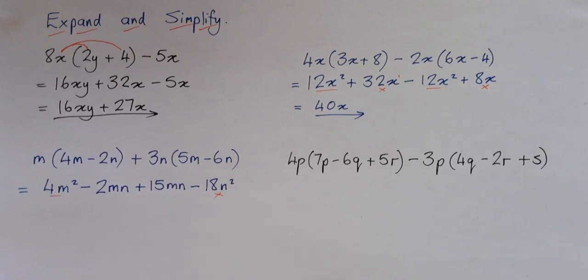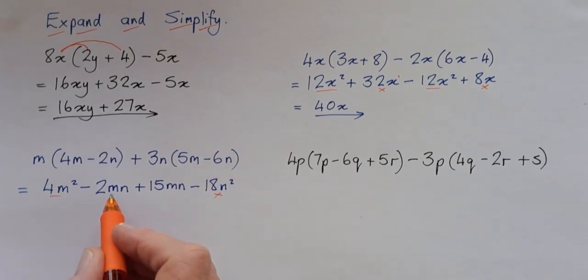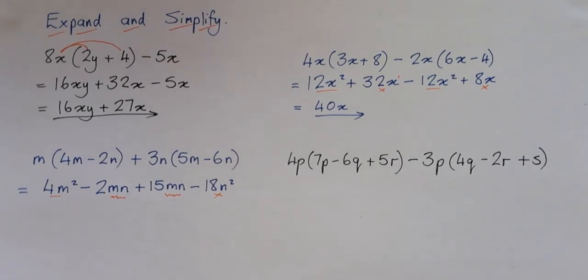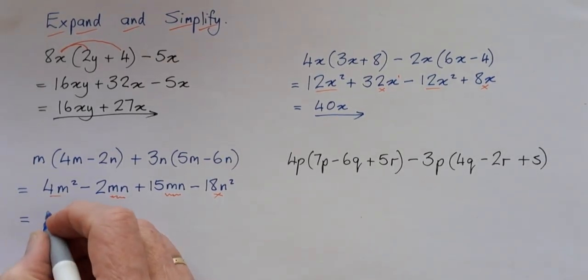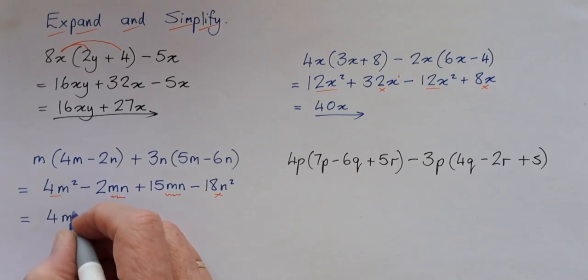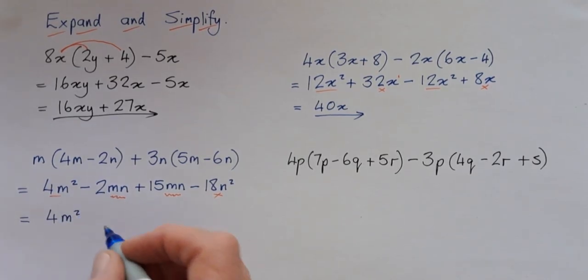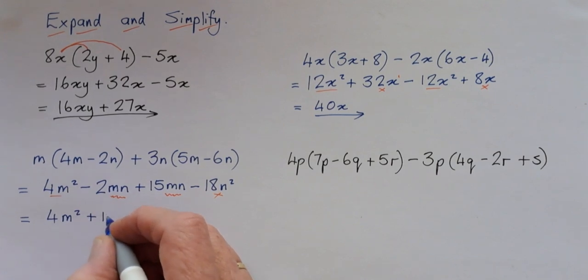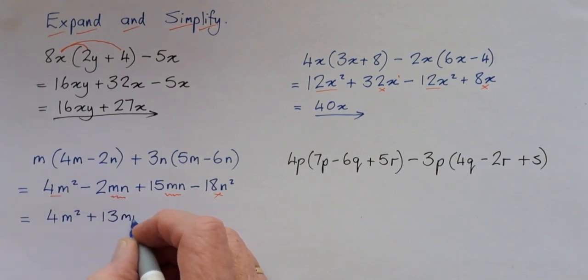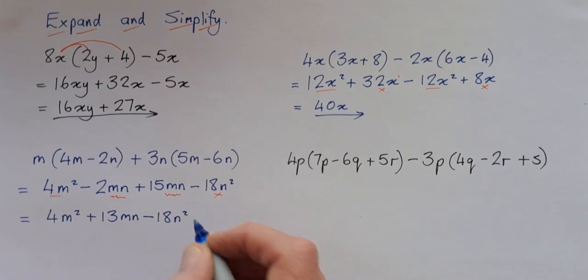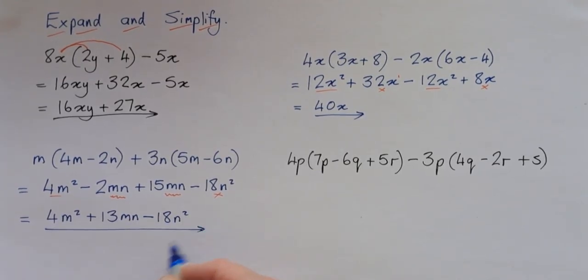So looking for terms now, I have an m squared and I have an n squared. Those are two different terms. And then I have two terms that contain mn, so those are going to be like terms. So I've only got two like terms to add up. The other two are just going to stay as they are. So 4m squared minus 2mn plus 15mn is going to give me plus 13mn. And my n squared term is going to stay as it is. And there we have the final answer.